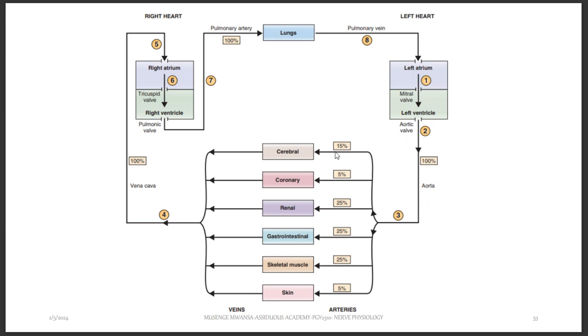You can see 15% will go to the brain, 5% to the arteries which supply the heart, the coronary arteries. 25% is going to go to the kidney. And you can see the kidney, same with the GIT and the skeletal muscles. These are the ones which receive the highest amount of cardiac output. The skin will receive 5%.